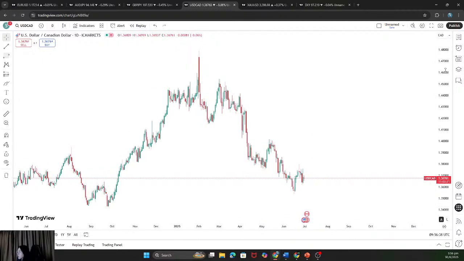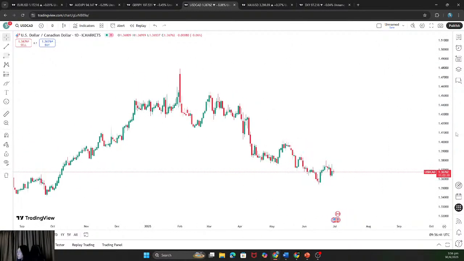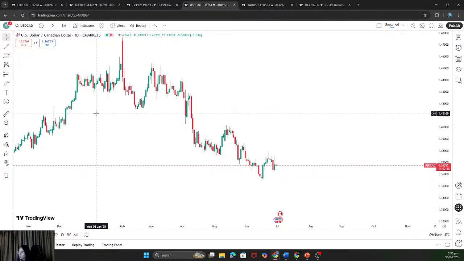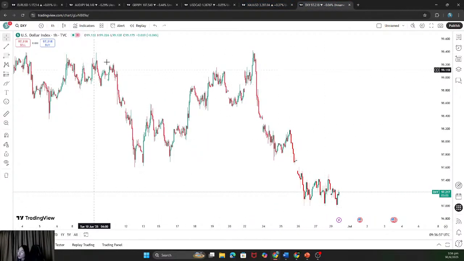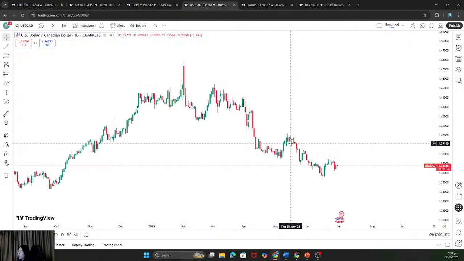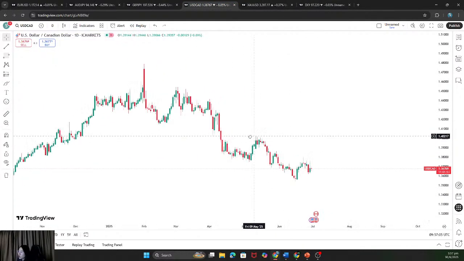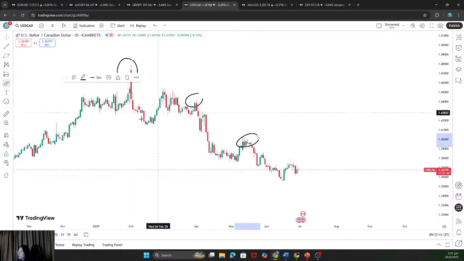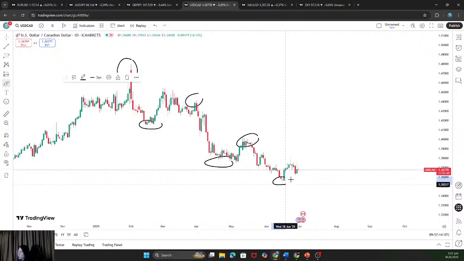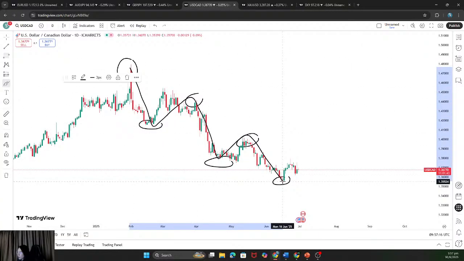Okay, so it's kind of looking like a downtrend, right? It's looking like a downtrend since the 3rd of February. Yeah, this should be correct because DXY is on a downtrend, right? So this should be on a downtrend because we're going against the US dollar. Lower highs, lower lows. So this is looking very bearish.